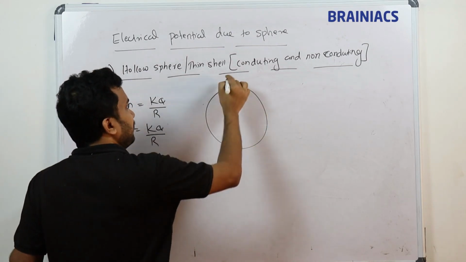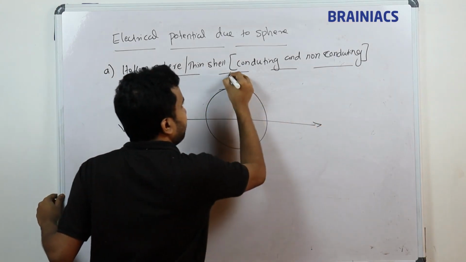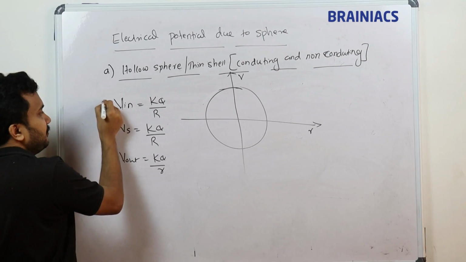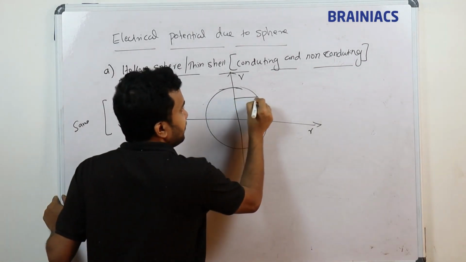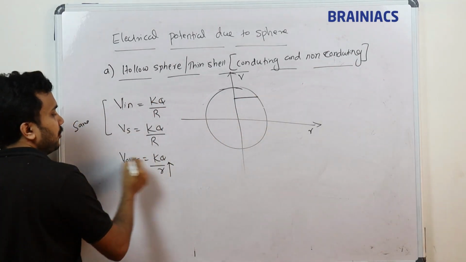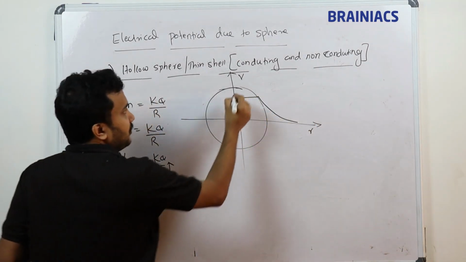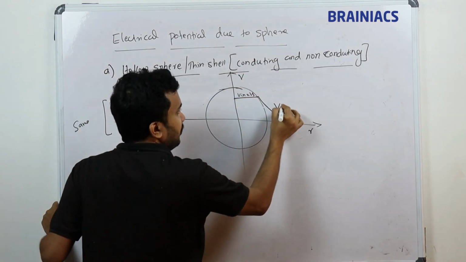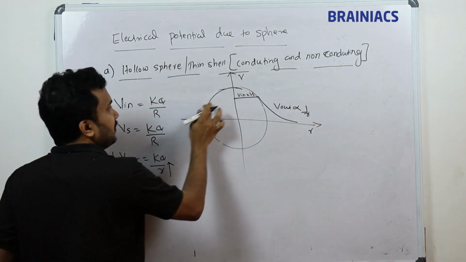Okay, this is a sphere. I just marked this sphere, and we are plotting a graph for this one. This is the potential with respect to distance. We know inside and surface potentials are the same, so up to the surface the potential will be the same. After the surface, when distance is increasing, potential is reducing, so this will be going down like this. Here V in is equal to Vs, and this is V out, which is proportional to 1 by r.